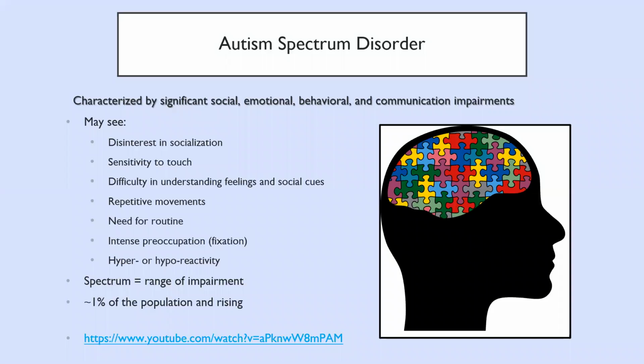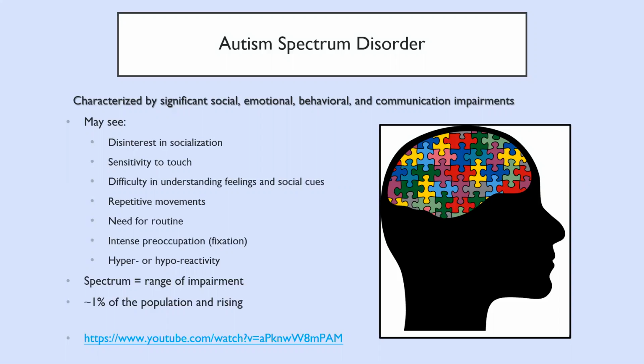You may know someone with autism spectrum disorder, or might have someone in your family, and different people present differently. That's the case for the majority of these disorders. So these are some different symptoms that you might see in someone with autism spectrum disorder. They might have a disinterest in socialization. They might be really sensitive to touch or sensitive to their environment. A lot of trouble in understanding feelings and social cues, especially feelings of other people, and reading facial expressions and understanding, okay, this is what that other person is feeling right now.